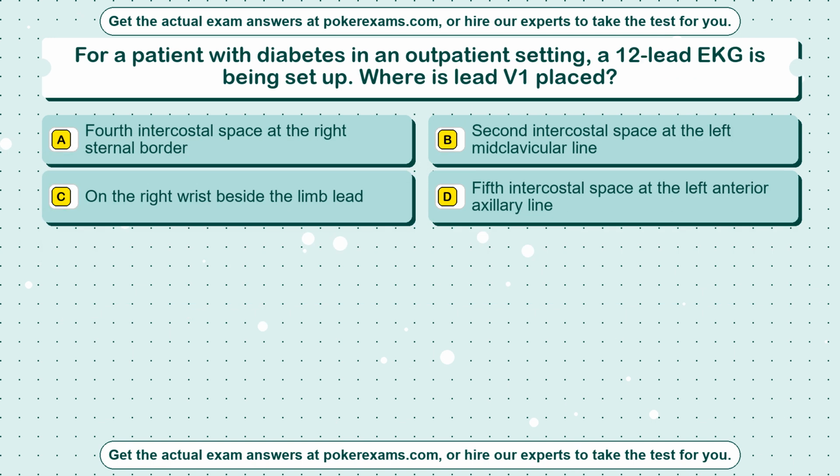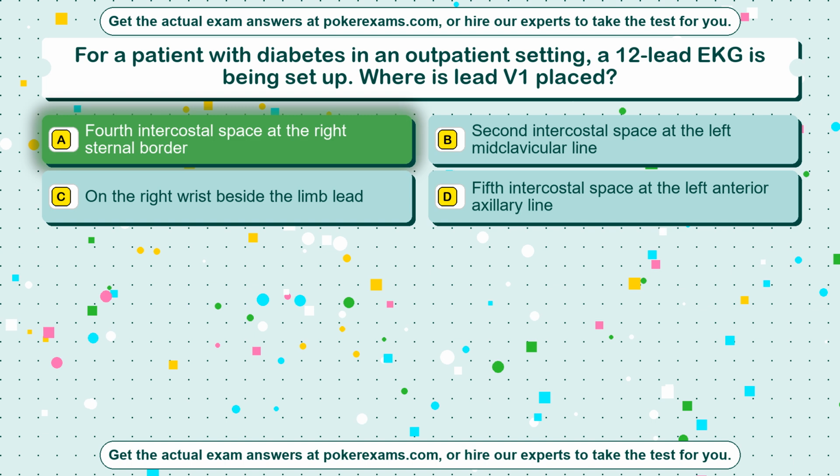Question 34. For a patient with diabetes in an outpatient setting, a 12-lead EKG is being set up. Where is lead V1 placed? Option A, fourth intercostal space at the right sternal border. Option B, second intercostal space at the left midclavicular line. Option C, on the right wrist beside the limb lead. Option D, fifth intercostal space at the left anterior axillary line.